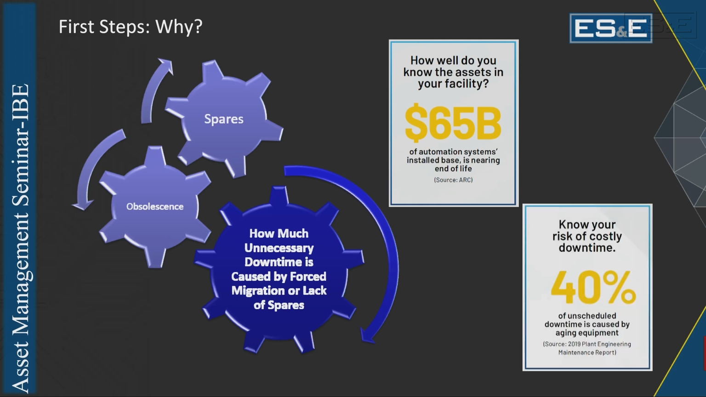And then know your cost of downtime. It's estimated that 40% of unscheduled downtime is caused by aging equipment. We see it all the time. This drive has been in here for 15 or 20 years, we've never had a problem out of it, and then all of a sudden, here it goes down. And we don't have a plan in place to get us back up and running when something happens to it.